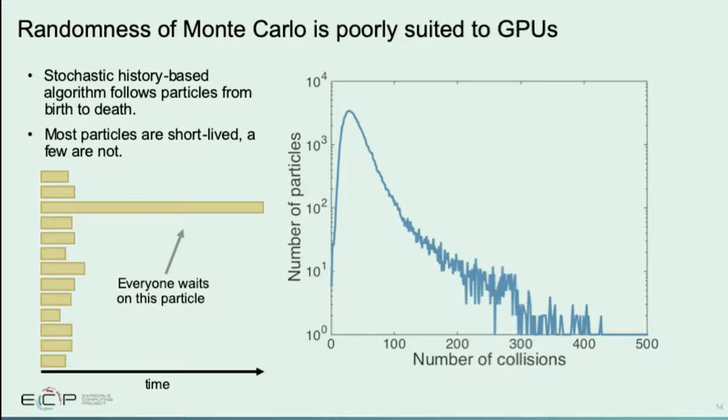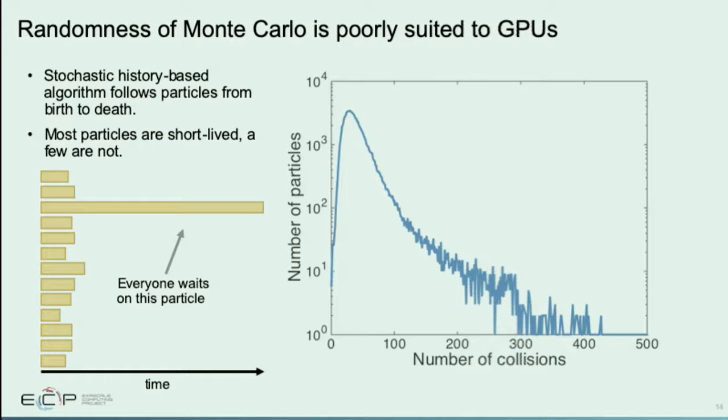Now, there's tons of parallelism in Monte Carlo. That's one of the great things about it. You have bazillions of these neutrons flying around. But the problem is this application is horrible for this type of concurrency because not everyone is going to be doing the same amount of work.